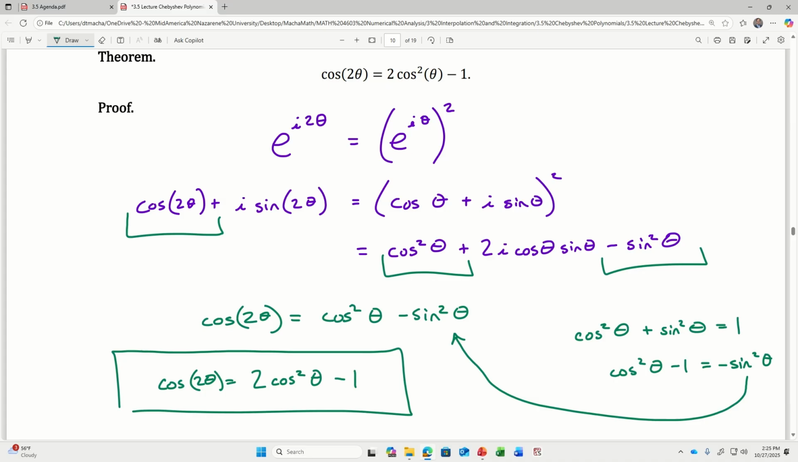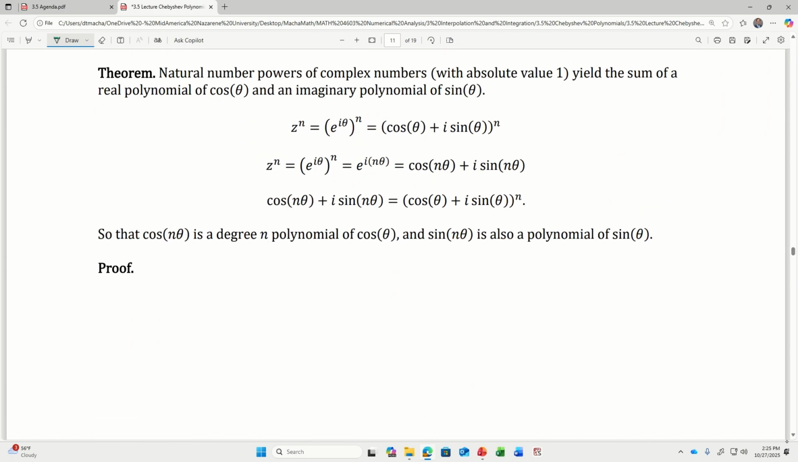Feel good about that? Cool. Did you guys do this in your trig class? You did? No? Okay. I've never taught trigonometry before, so I don't know what you actually do in trigonometry. I'm just taking guesses. In class we did proofs. That's good.